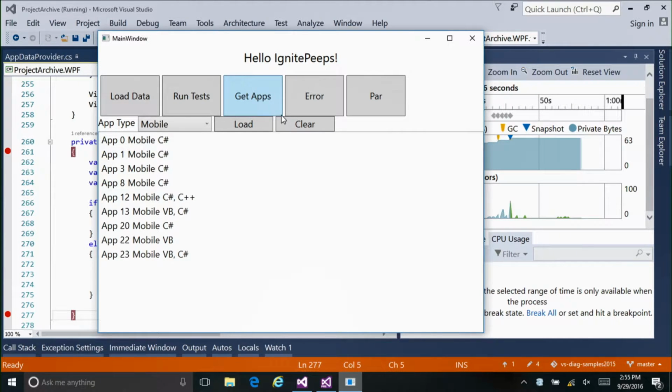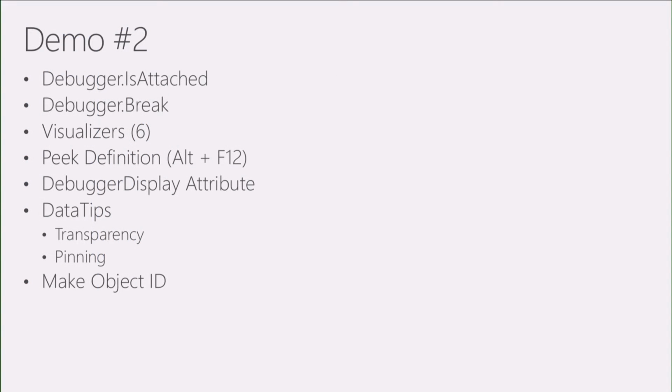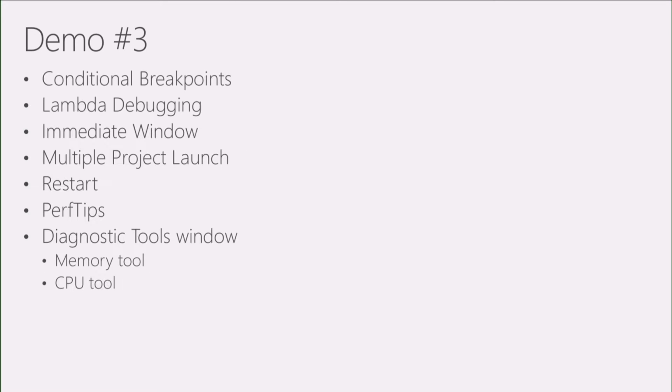Let's go back and recap what we just talked about before moving on to some other fun things. Conditional breakpoints, lambda debugging, diagnostic tools, and memory and CPU. And what did I mention? IntelliTrace. Right, so let's talk about IntelliTrace a little bit.